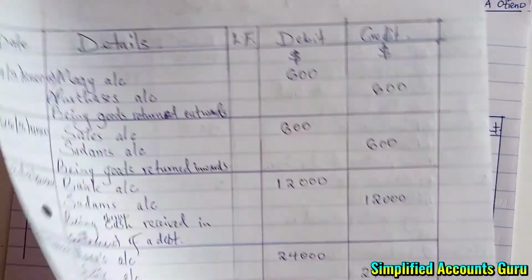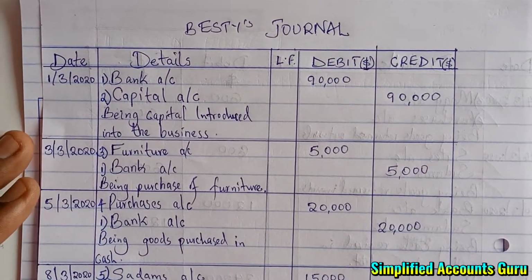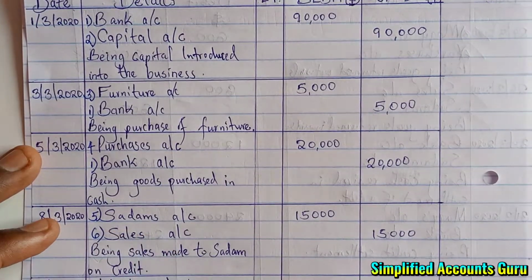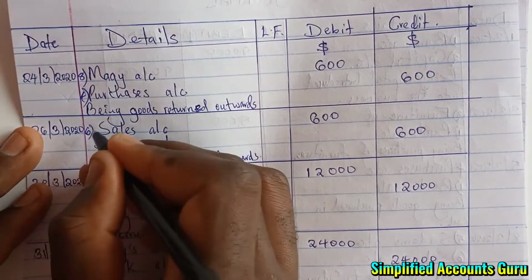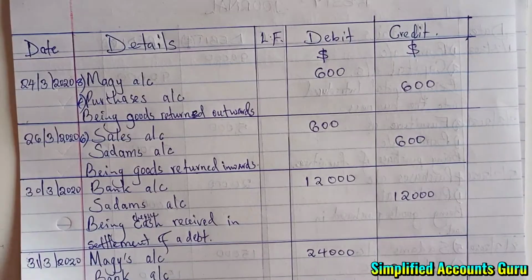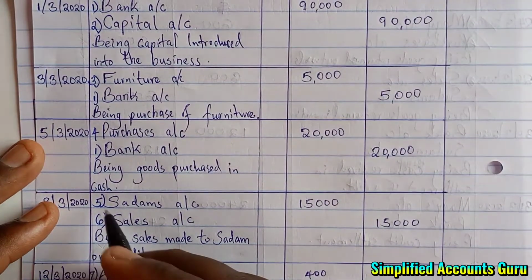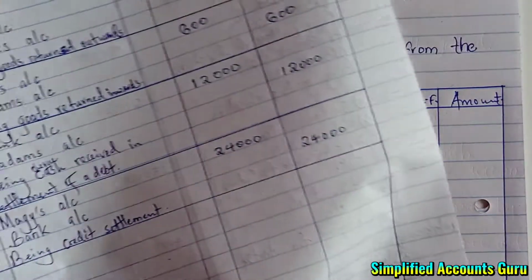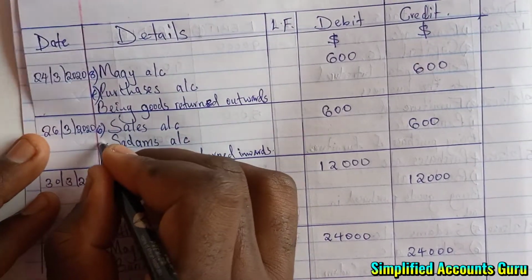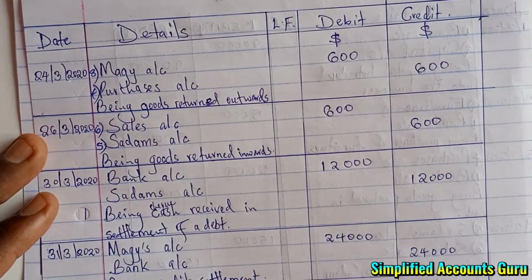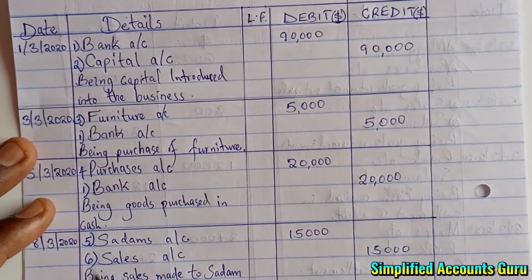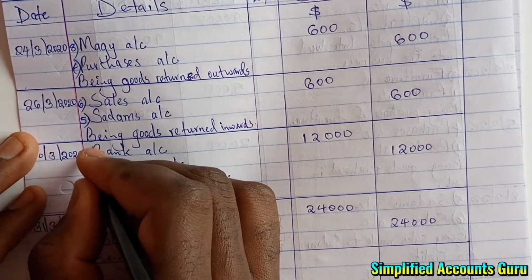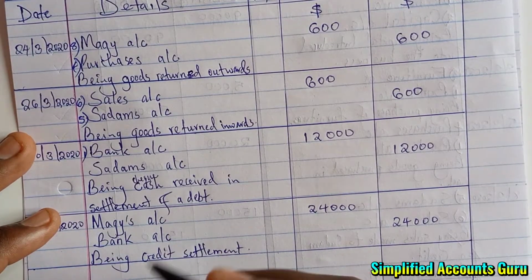And then we should be having sales. We had already identified the sales account. Sales account was to be our number 6 ledger account. So you'll be having number 6 taking care of that transaction. We had already identified Saddam's account, which was number 5, the 5th ledger account. So this will still be going under the 5th ledger account. Then we'll be having bank. Bank was to be our first ledger account. So this one also will be taken care of by the first ledger account.